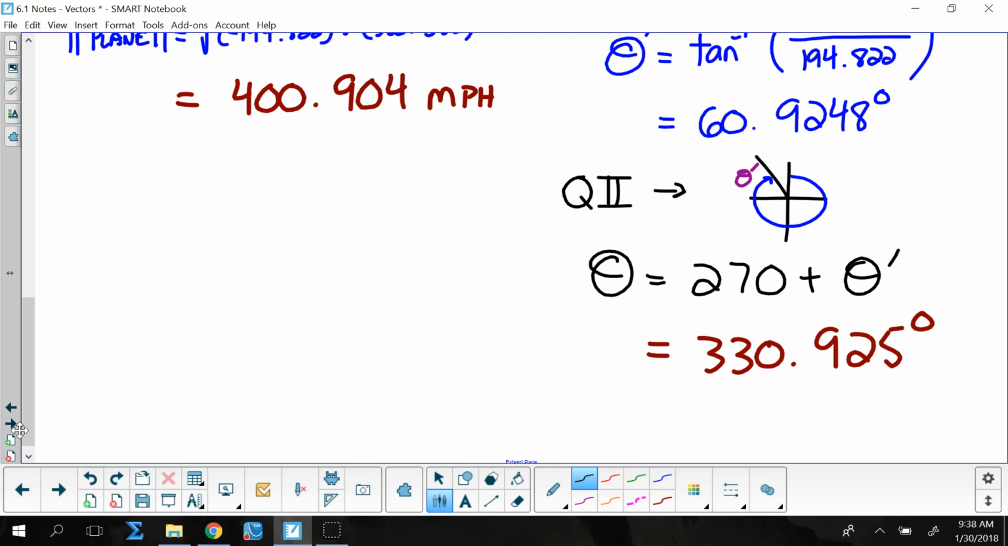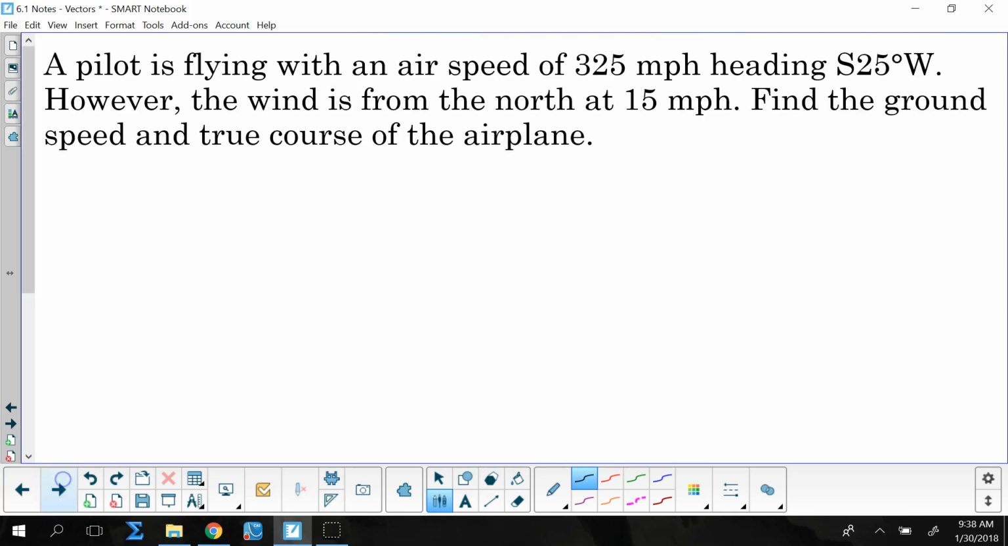The next example that I would like to do is on the very last page of the packet. It's the top one. Okay? A pilot is flying with an airspeed of that. However, the wind is from the north at 15 miles per hour. Find the ground speed and true course of the airplane. Go for it. All right, let's talk bearings here.